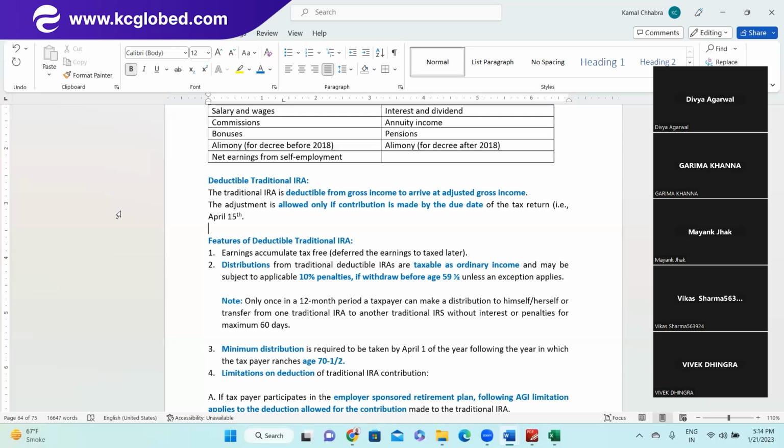Right? Note here is, only once in a 12-month period can a taxpayer make a distribution to himself or herself, or transfer from one traditional IRA to another traditional IRA, without interest or penalty for a maximum of 60 days. So in a period of 12 months, maximum you can withdraw for a period of 60 days. You cannot hold the amount you have withdrawn from the IRA for more than 60 days without interest or penalty. So there is a flexibility they have given to you.